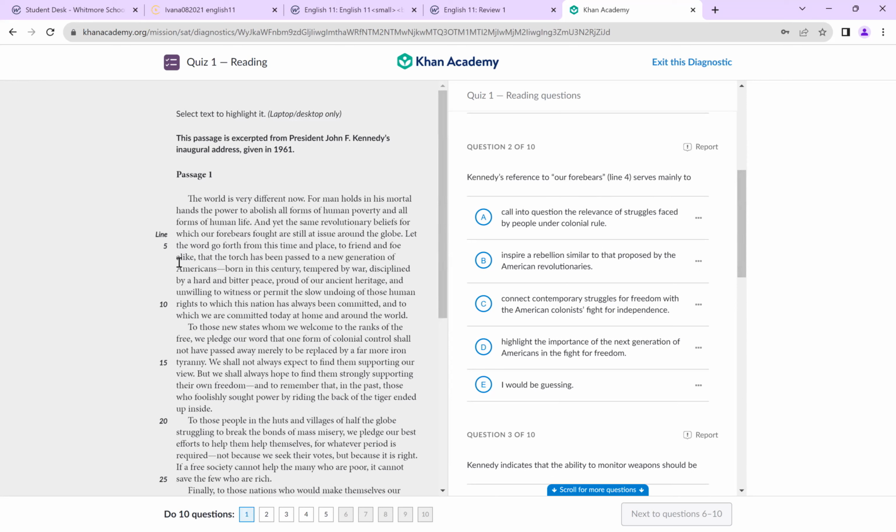Kennedy's reference to our four bears. Or four bears, yeah. Okay. I'm going to say for question number two, it's going to be B. Okay.